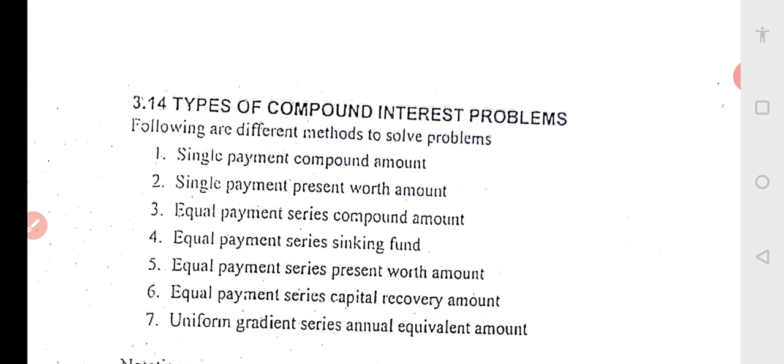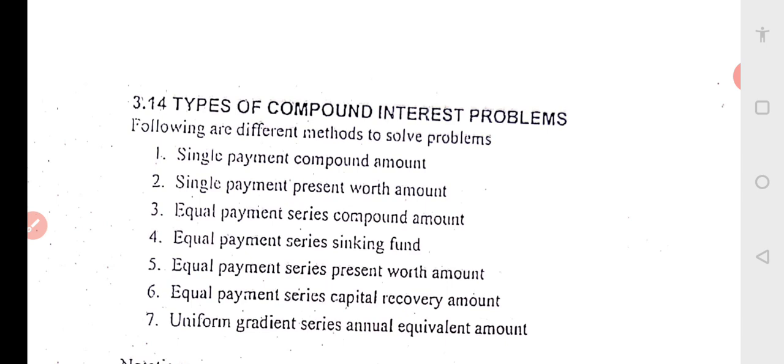Fourth is the same RD. I want the final amount to be so much. So what is the sinking fund? Every year, how much do I have to invest? This is the fourth one, equal payment series sinking fund. I want some amount, so how much should I sink every year so that I will get the final amount?